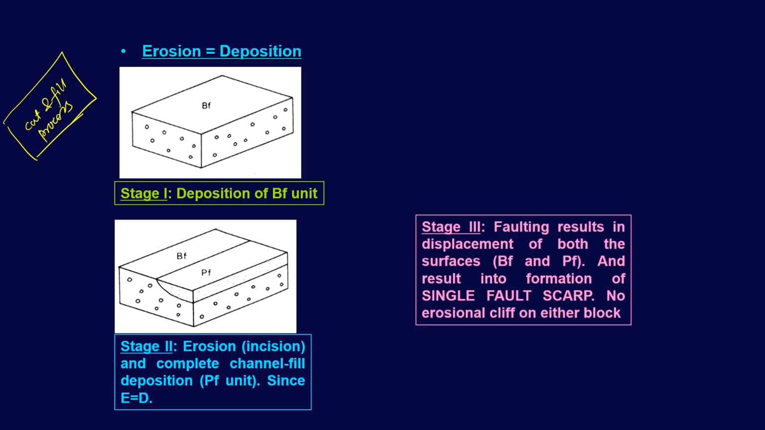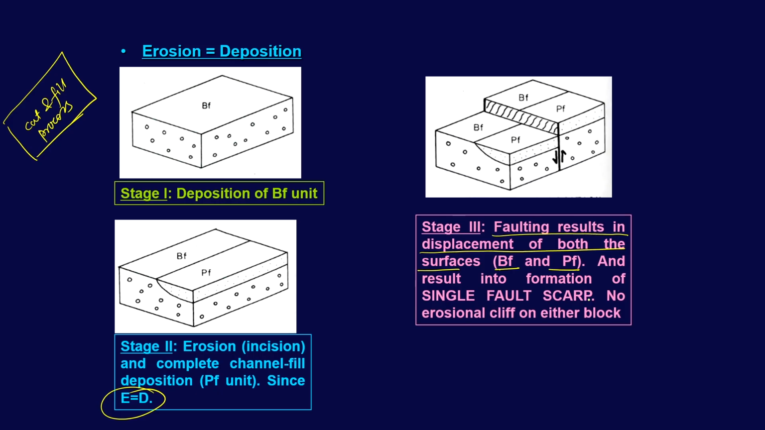Now in this case we are talking about faulting that results in displacement of both the surfaces, because PF was eroded and BF was deposited, but it is leveled because the erosion is equal to deposition. Okay. And it results in the formation of a single fault scarp here.